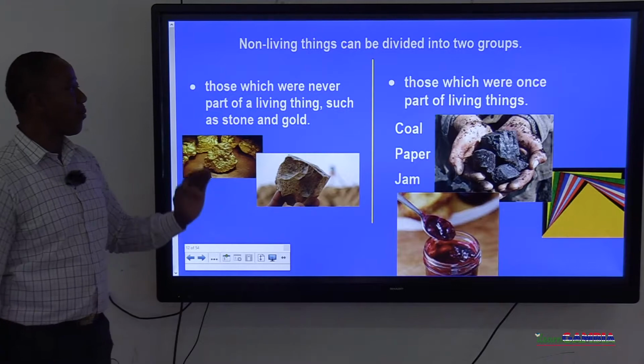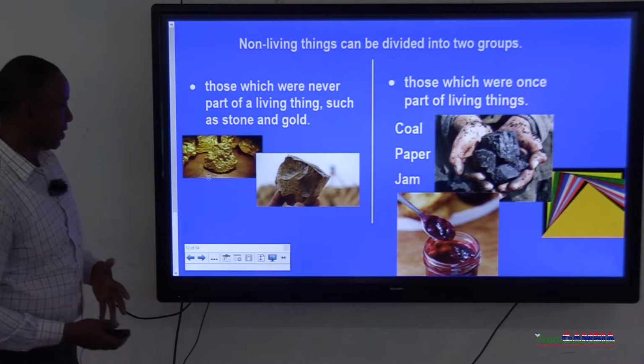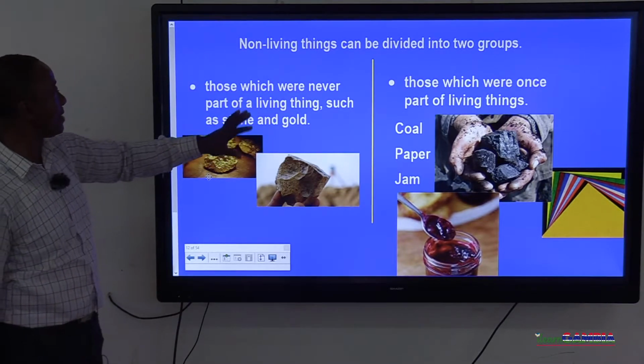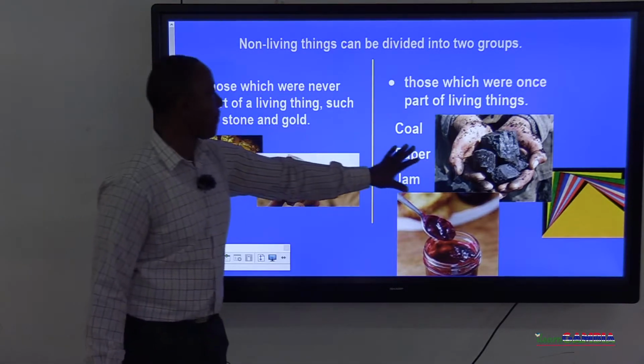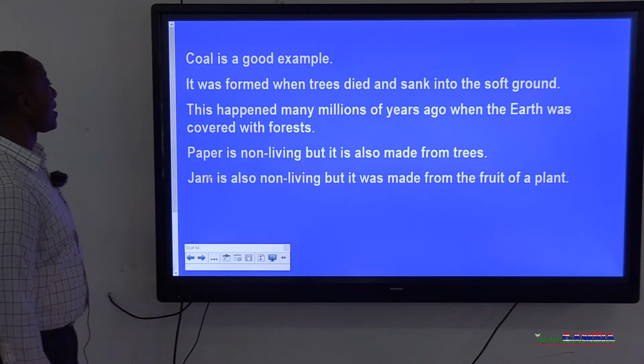Now, these were once part of living things, but now they are not living. So this is how we divide living things and non-living things. We say those that were never living, and those that were part of or were once living things, and now they are no more living.